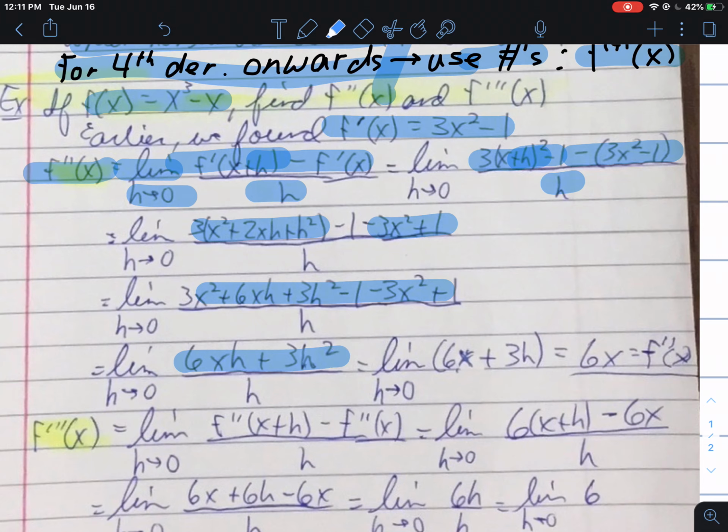And then notice again, at some point, I end up with terms in the numerator that all have an h. So we can factor that h out, divide out the h in the denominator, and I am left with 6x plus 3h. And then as h approaches 0, now we can go ahead and plug in 0 for h. So that would be 0, and I'm left with 6h, or 6x, excuse me. And that is our second derivative. That is f double prime.